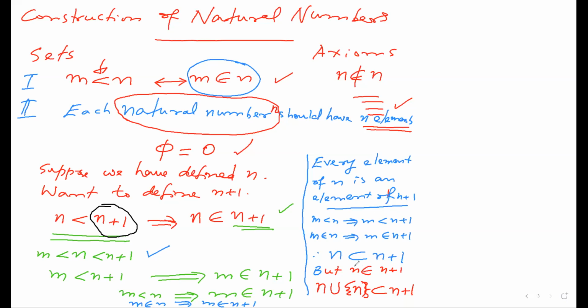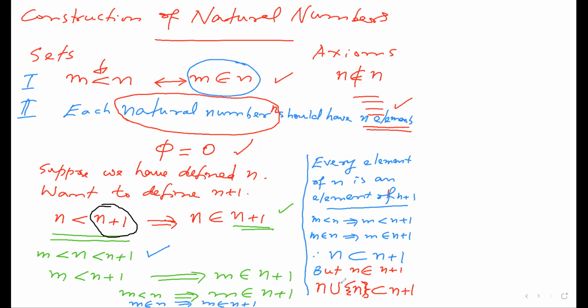If n is contained in n plus 1, what is contained in this set? What is contained in this set? This set has only one member, isn't it? And what is it? What is the member of this set? What do you see here inside the curly brackets? N, sir. So, n is the member of this set, isn't it?